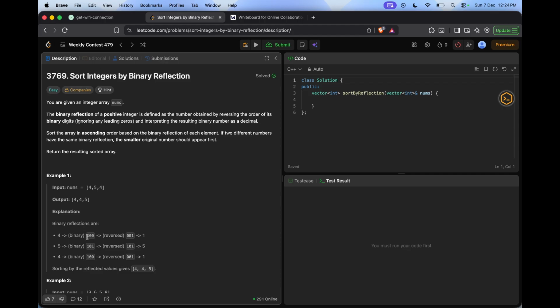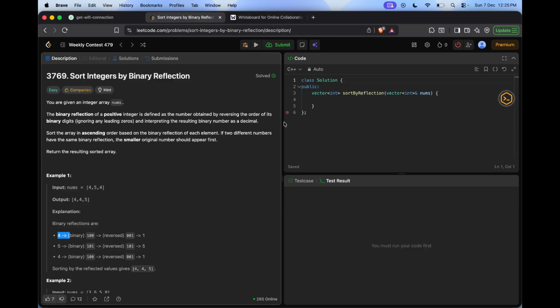Now, for each number, convert it into binary and get its reverse, and the reversed values are our new criteria for sorting the array. If there is a conflict, that is, two numbers have the same reflected value, like for example 8, whose binary representation is 1000, so it gives 1 again, then we would compare the two numbers using the original values, so 4 and 8 would be ordered with 4 smaller than 8.